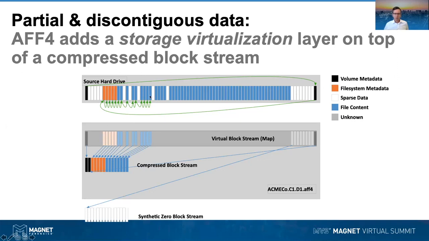And it's by doing this that we get to a point using AFF4 where we can do two things. We can store non-linear images. That's images that we've built up by traversing the initial source drive out of order, but also we can represent those discontinuities or areas that we've chosen not to acquire as a partial image. So just by the addition of this virtual block stream, we now have the idea of a forensic image being both non-linear and partial.